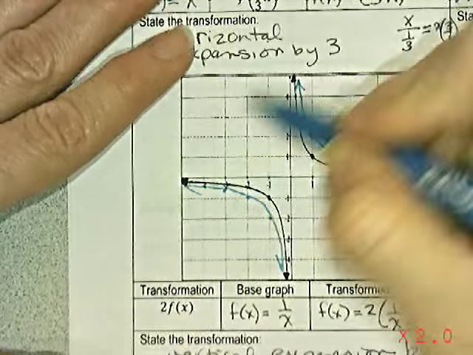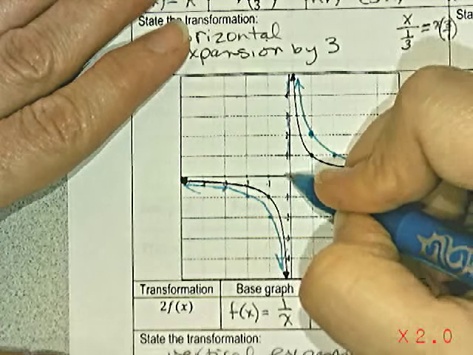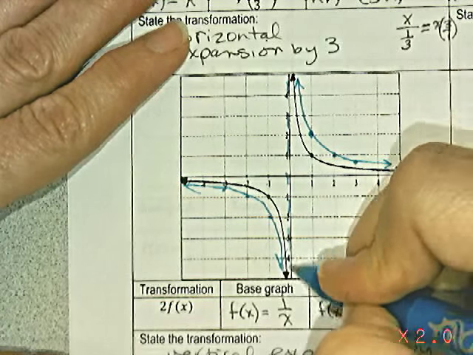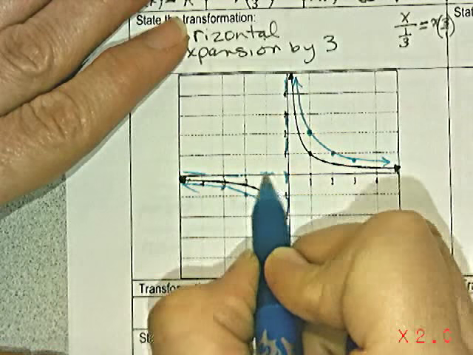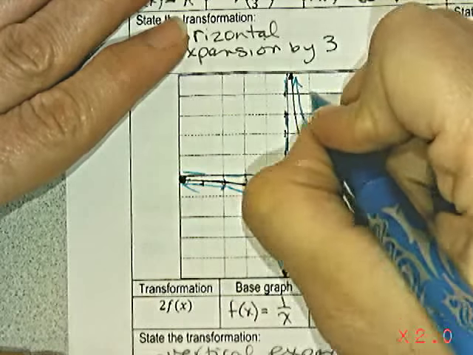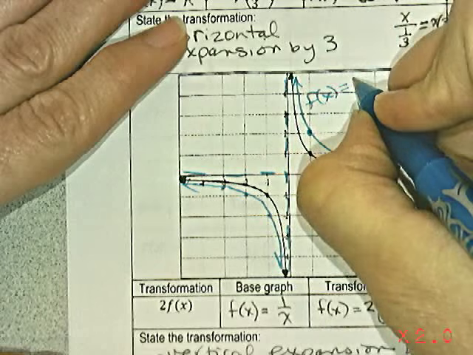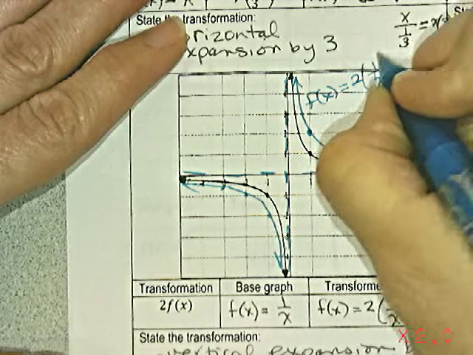Now it's important to put in our asymptotes. We approach this value of 0 still, and approach this value of 0 still. There is my f of x being a 2 in front of 1 over x.